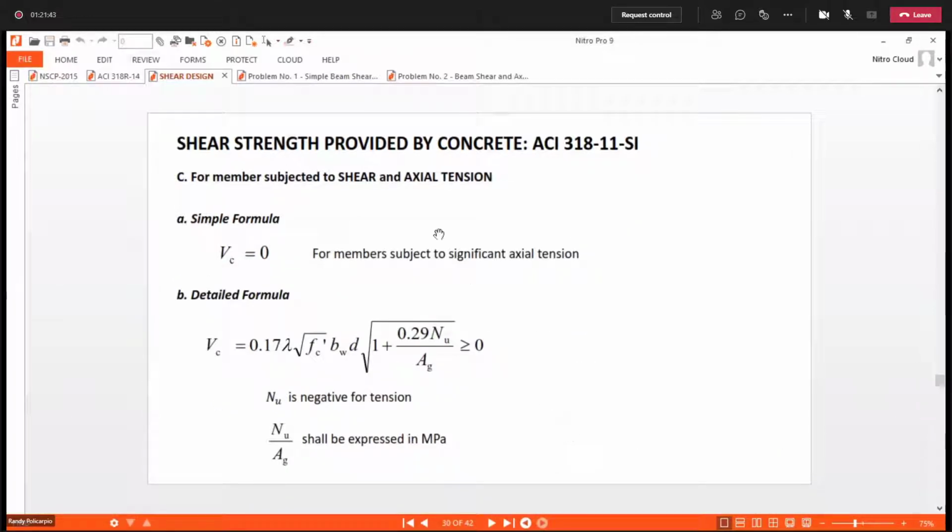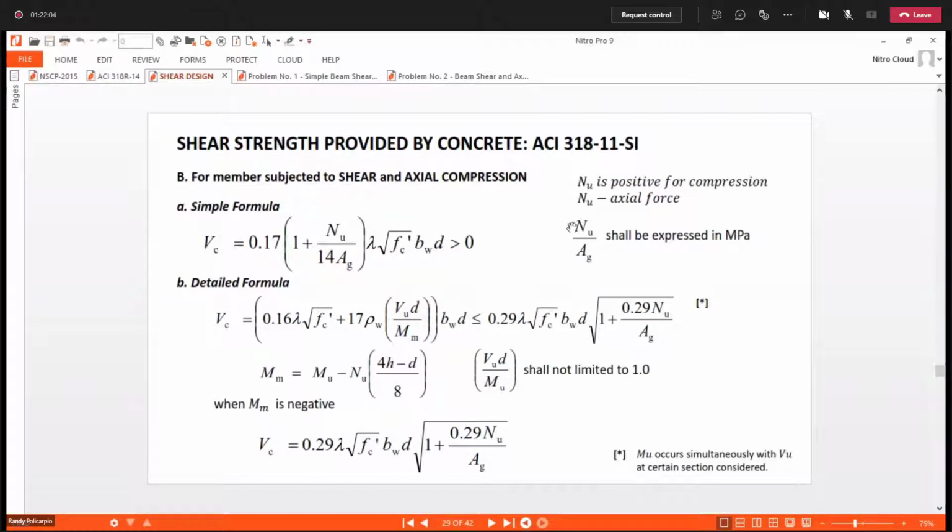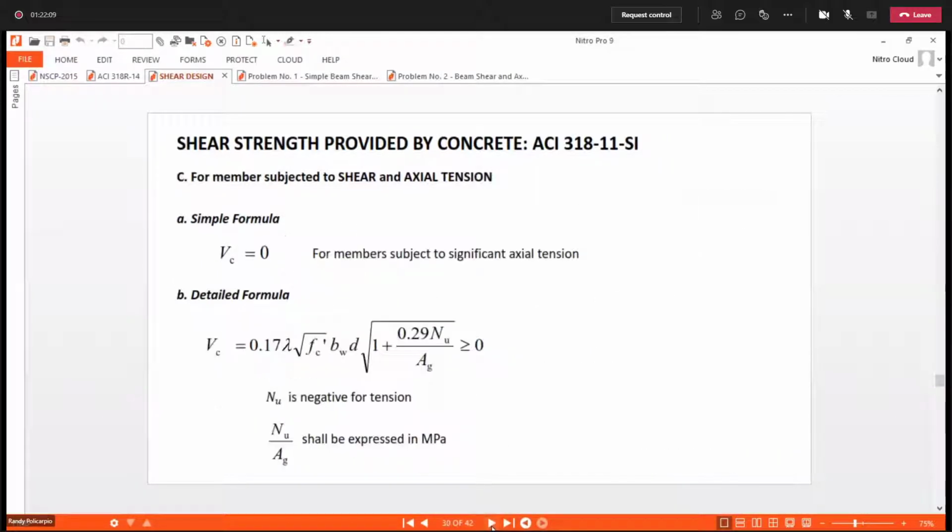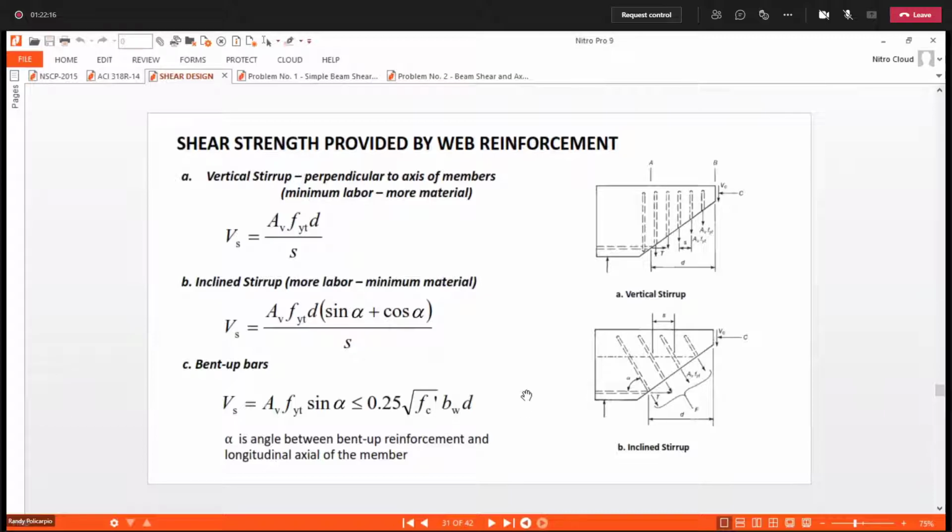Okay, for shear and axial tension, for simple, walang formula. But for the detail, meron. So, tandaan natin kapag axial tension, NU is the axial tension and it should be negative. Pero kapag axial compression, NU must be positive. So, yun yung mga bagay na tinitignan natin. So, those are the different formulas used in solving for VC.